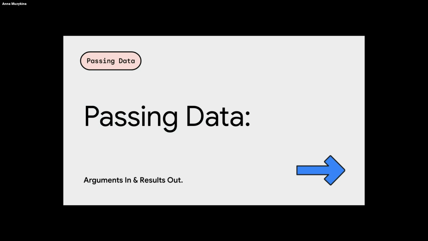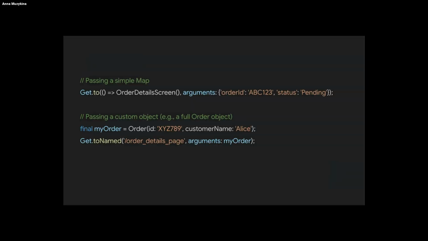So, beyond just navigating, apps frequently need to pass data between screens and even get data back from a screen. GetX offers powerful and flexible ways to do this, and I'd like to share with you how it's super quick and easy. First, passing arguments.